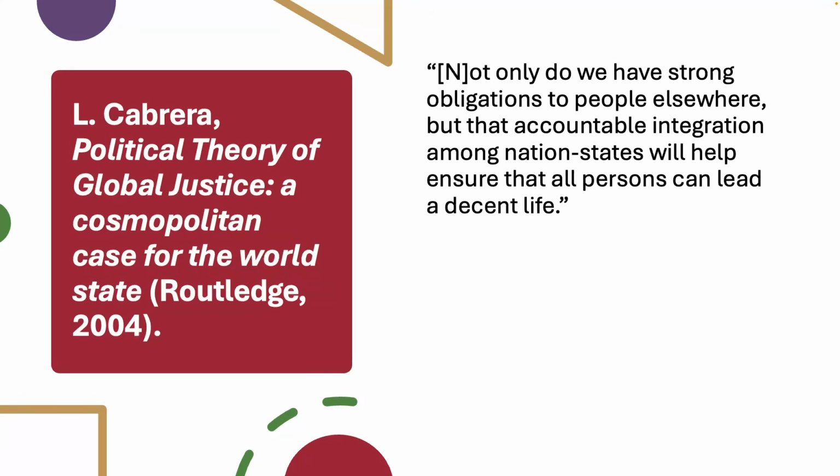So in the political theory of global justice, Luis Cabrera makes a very good point. They say that not only do we have strong obligations to peoples elsewhere, but that accountable integration among nation states will help ensure that all peoples can lead a decent life. This seemingly is presenting not only a position of global justice that gives us a normative framing, the idea that we do have obligations, that we ought to act in a way that provides for justice for those who don't live in the same country as us, but also that the integration among nation states is what we need to ensure that we actually fulfill our obligations as people to other peoples elsewhere.